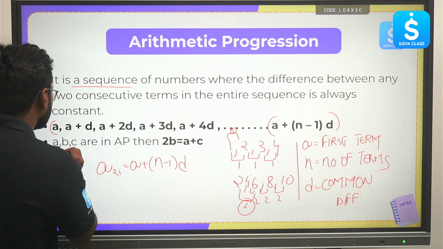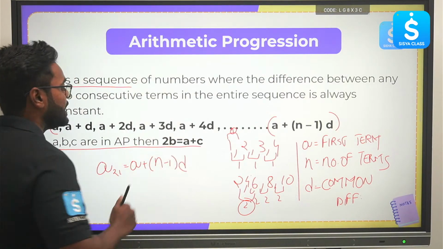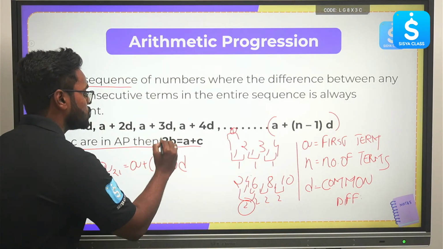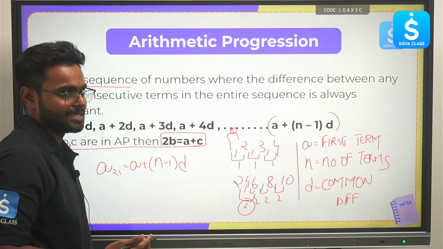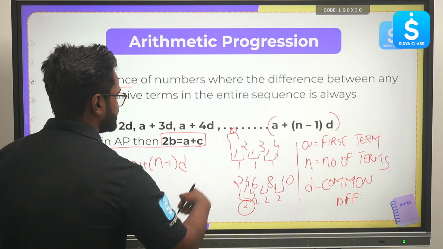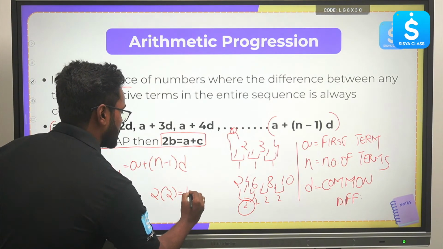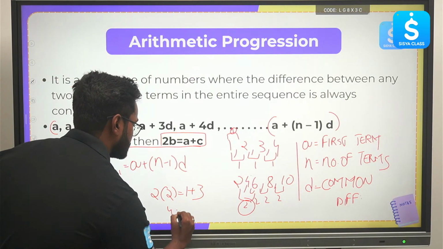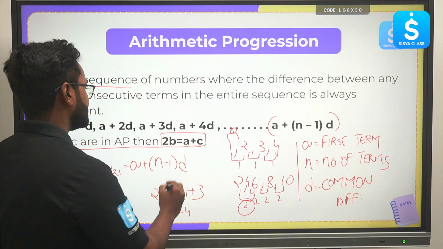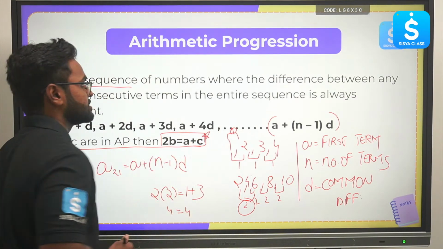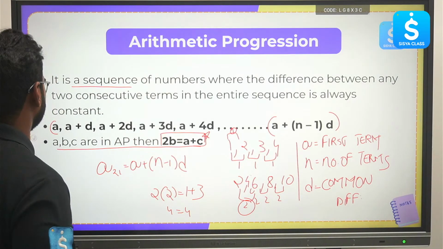Now coming to this condition. In AP, we have the condition 2B equals A plus C. We can take any example, for instance 2 into 2 equals 1 plus 3, so 4 equals 4. This condition is important while solving sums in arithmetic progression.